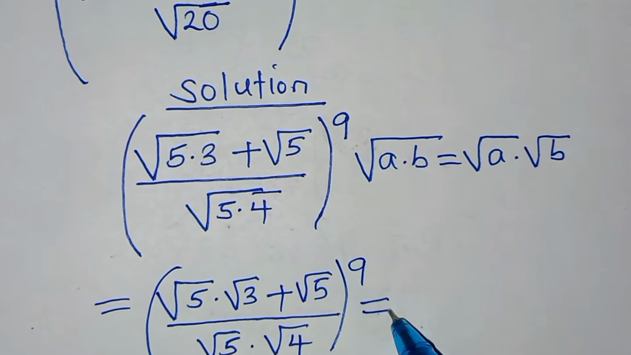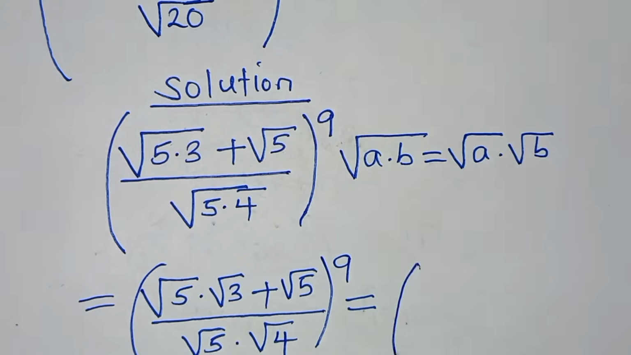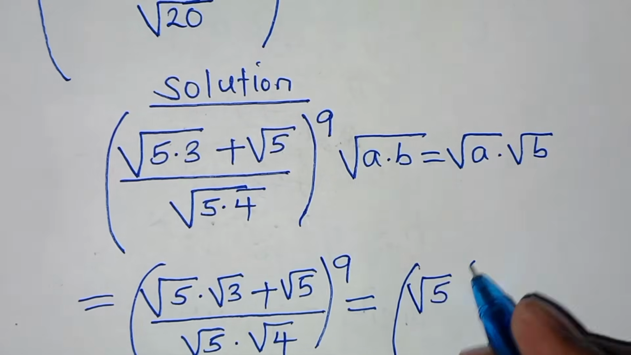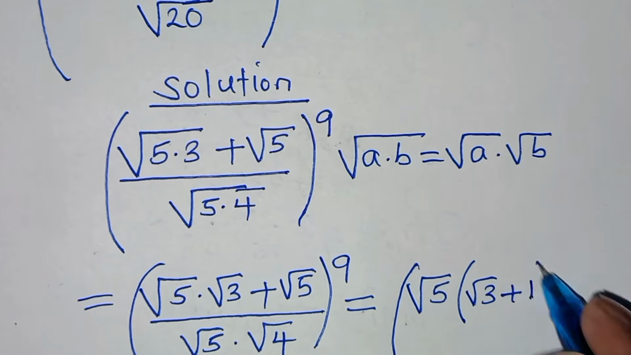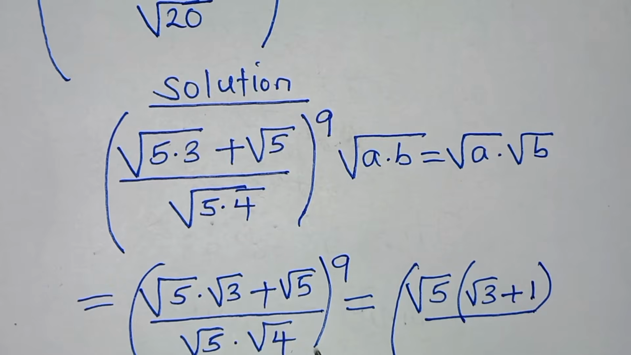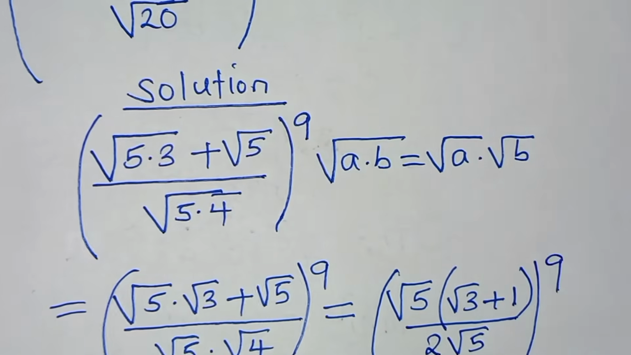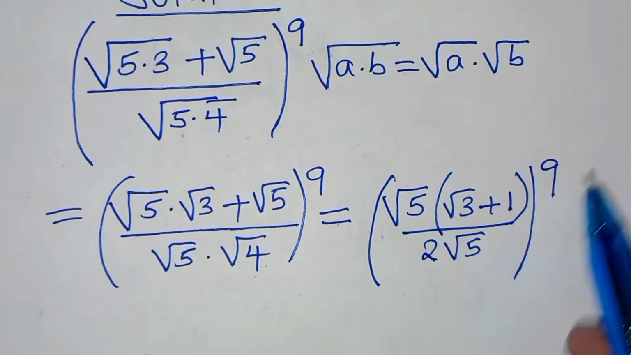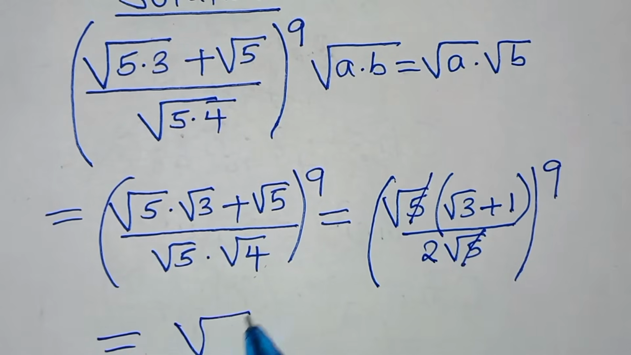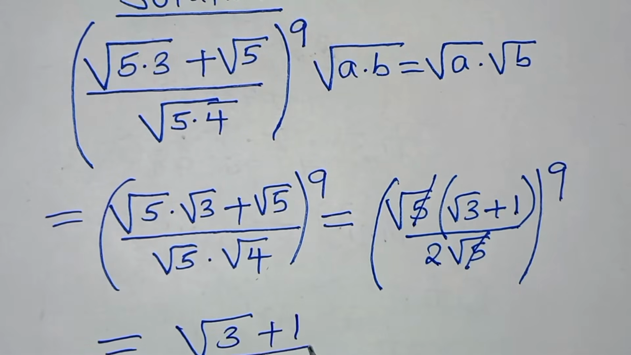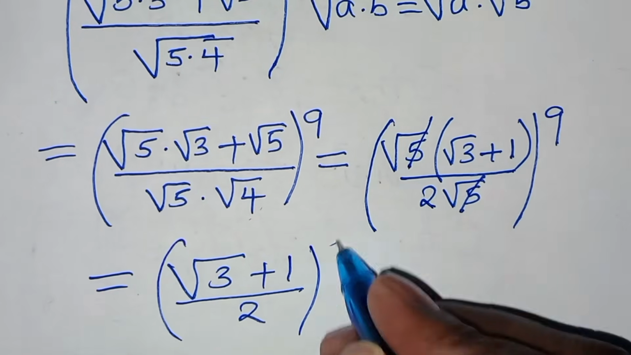Now, from here, you see that the square root of 5 is common here, so we can factor out square root of 5, so that now here in the bracket we'll have square root of 3 plus 1 divided by square root of 4, this is the same thing as 2, then square root of 5, everything here raised to power 9. The next step here is to simplify square root of 5, so that now here we have square root of 3 plus 1 divided by 2. Everything here raised to power 9.